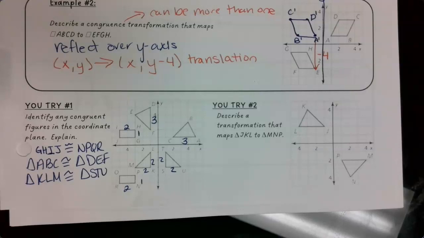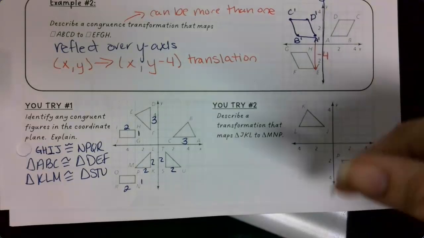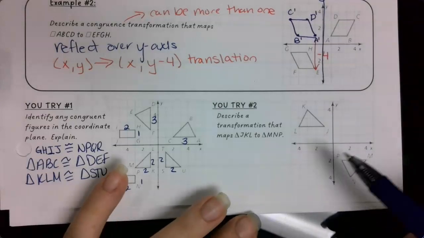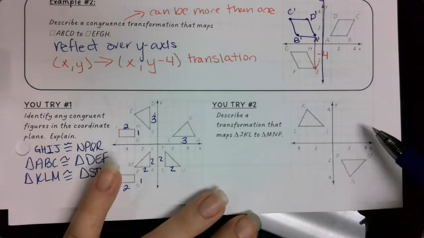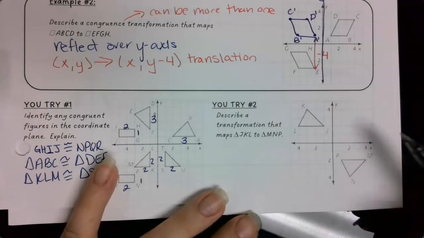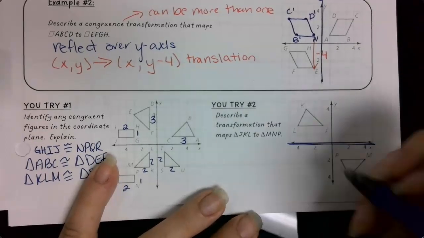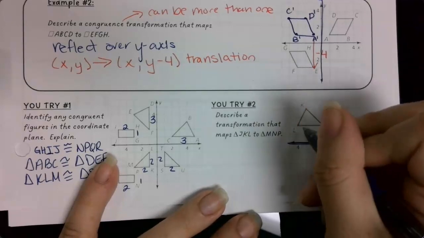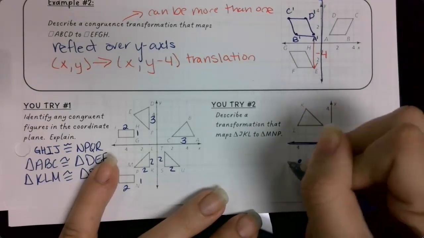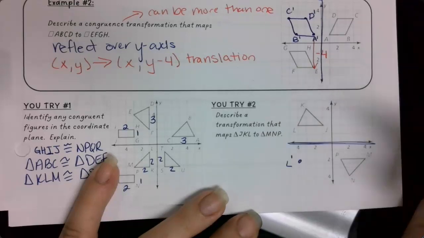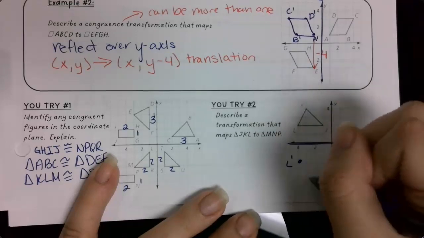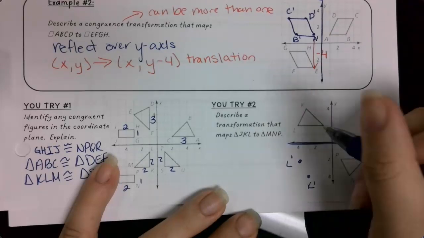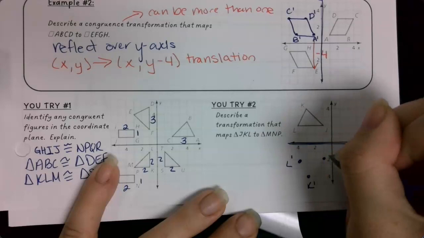This next one wants me to describe a transformation that maps triangle JKL to triangle MNP. So first of all, I need this to flip in the right direction. I can either choose this one or this one. Do you want me to pick X or Y axis? X axis? Okay. So I'm going to flip it this way. L is 2 up, so then I'm going to go 2 down for my L prime. K is 4 up, so I'm going to go 4 down for my K prime. J is 2 up, so I'm going to go 2 down for my J prime.